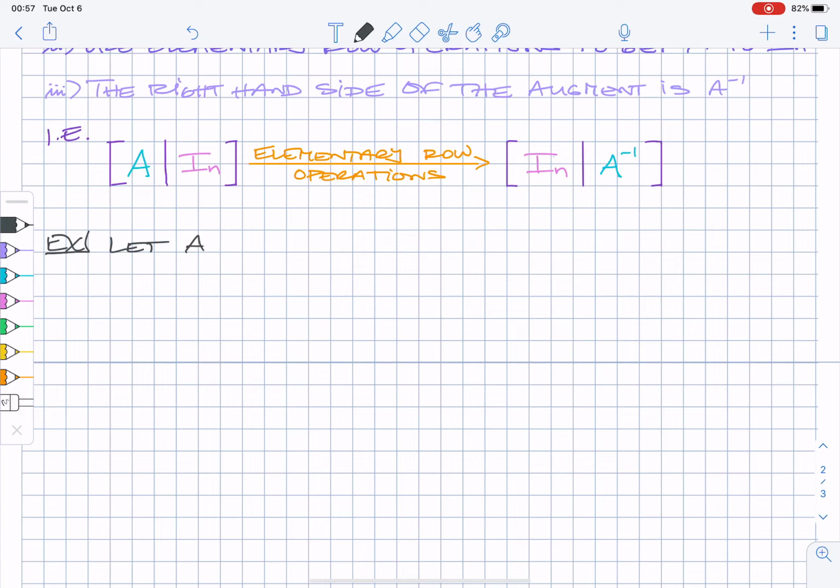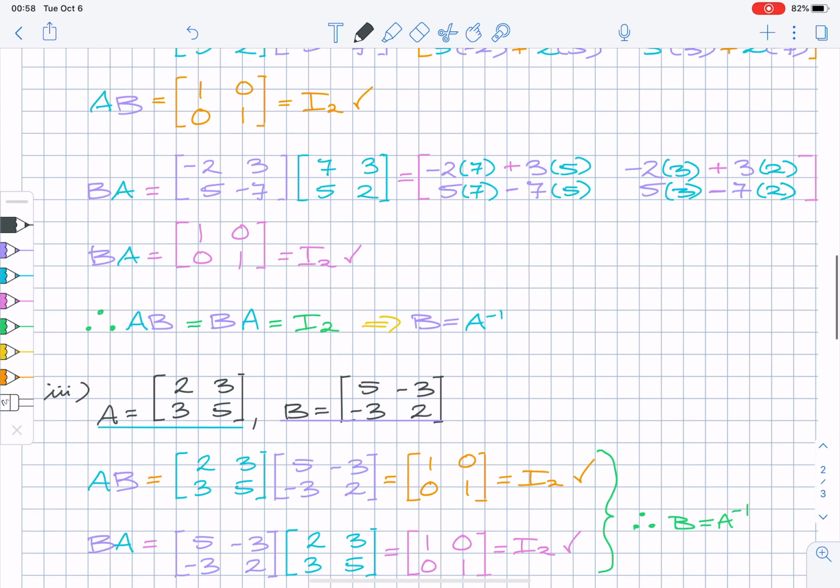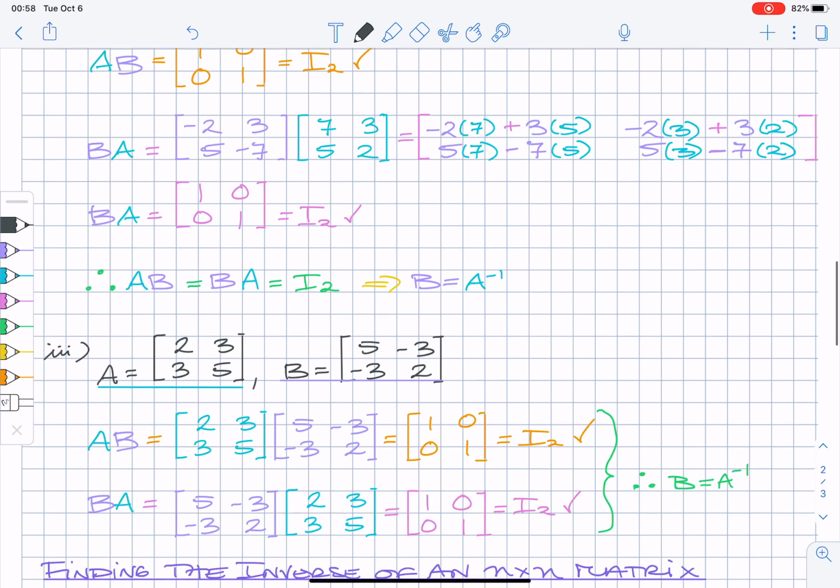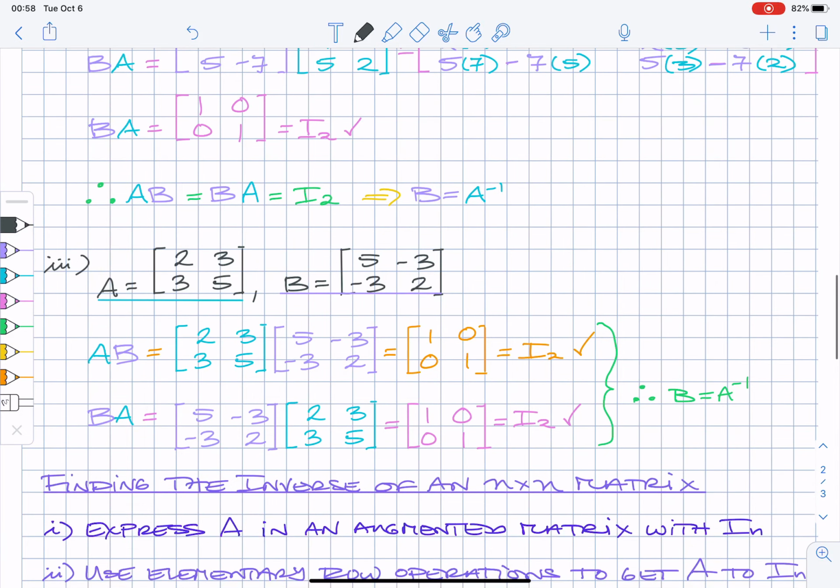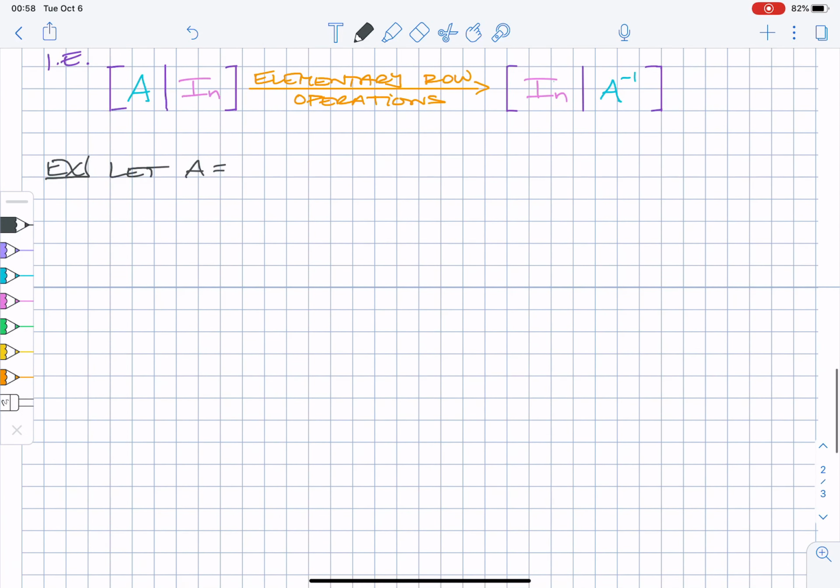Okay, so for example, let A be equal to, let's use one of these. Shall we use 2, 3, 3, 5? Let's use that one. So 2, 3, 3, 5. So find A inverse using an augmented matrix.